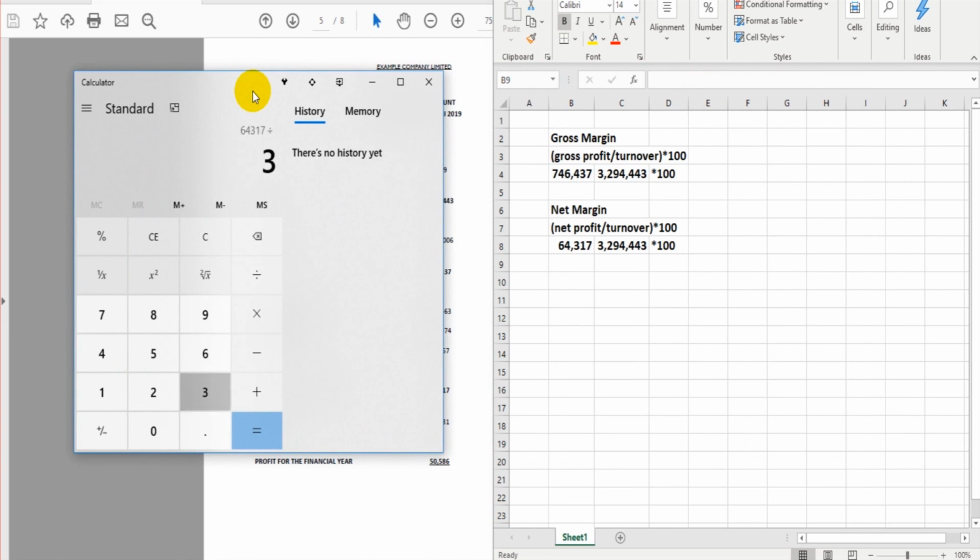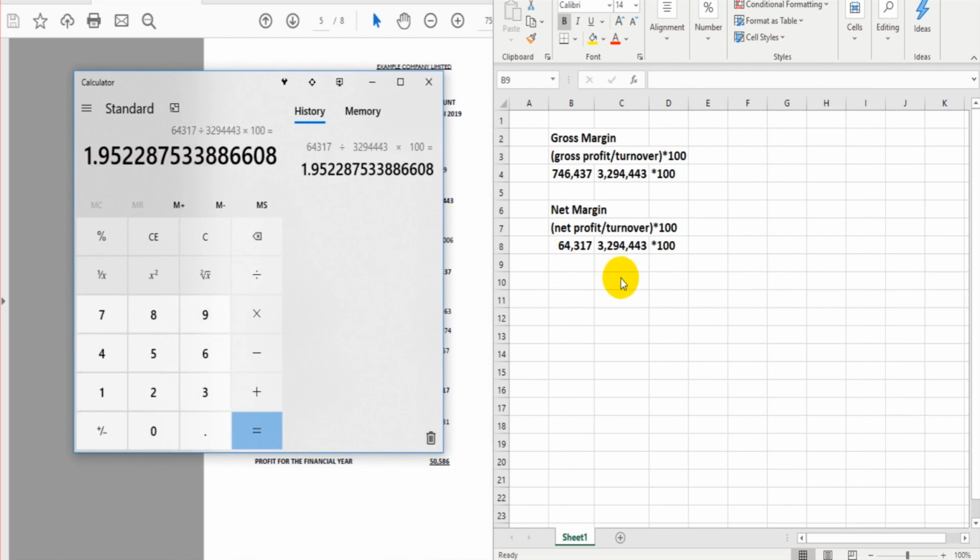64317 divided by 3294443 times 100. The net profit percentage, or net margin percentage, is 1.95%. So just under 2%, 1.95%. So for every pound that we are taking in sales, just under 2 pence of that is actual net profit.